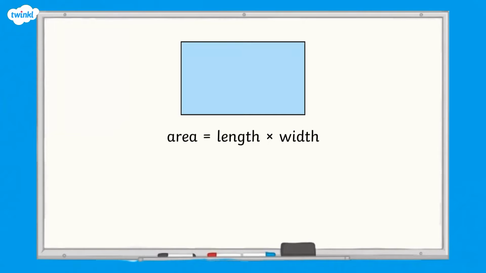We could use any letters, but it makes sense here to use A for area, L for length, and W for width. Therefore, the formula to calculate the area of a rectangle could be written as A equals L multiplied by W. We know when we multiply two quantities in algebra, we can remove the multiplication sign. So the formula becomes A equals LW.